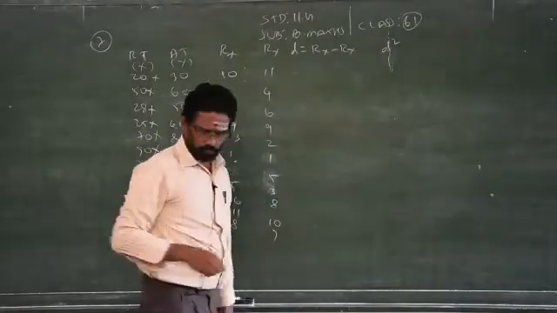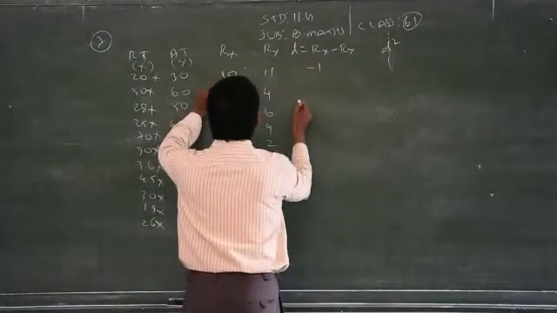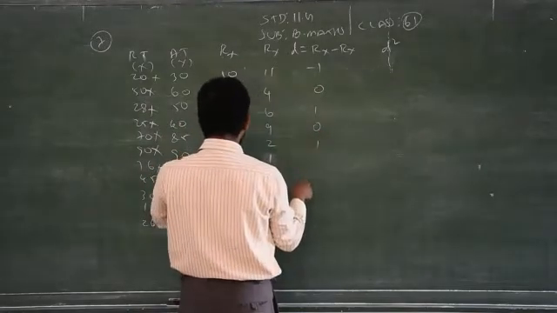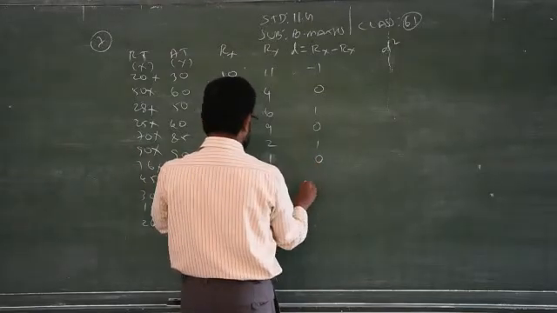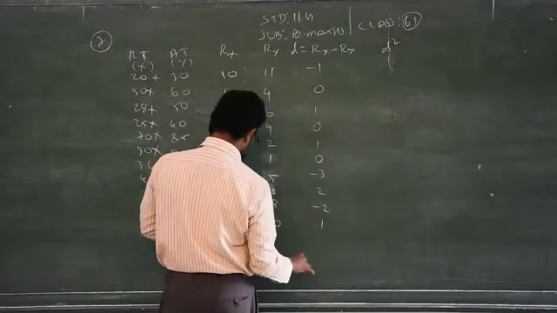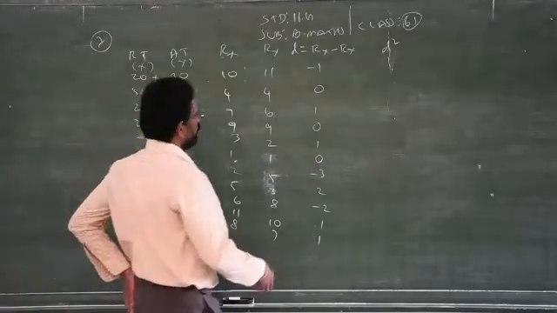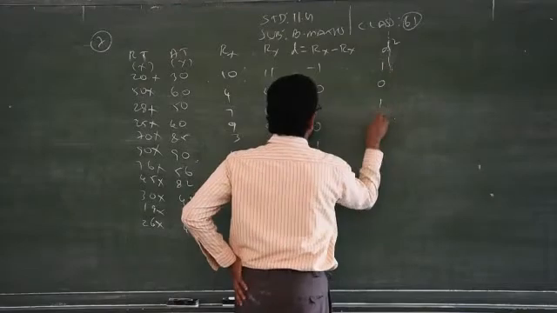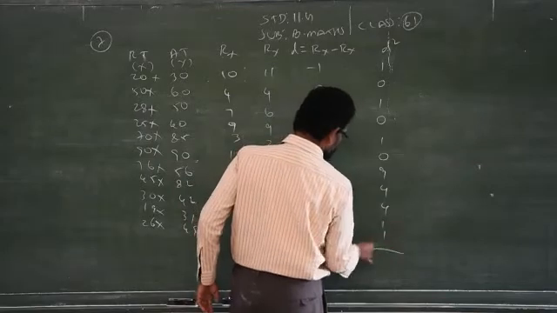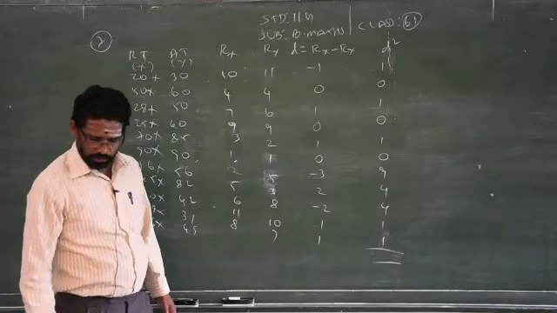Just you have to subtract these two: 10 minus 11, 0; 7 minus 1, 0; 3, 2, 1; then 1 minus 1, 0; minus 3, 2; minus 2, 1, 1. Just you have to subtract and write. Now you have to square the numbers: 1, 0, 1, 0, 1, 0, 9, 4, 4, 1, 1. Clear? This total. So you have to find out the total, that is 22.